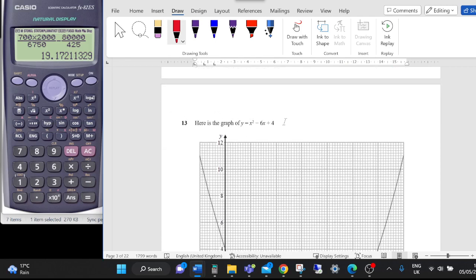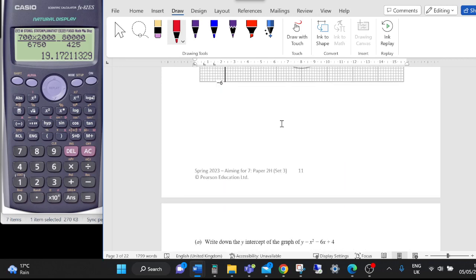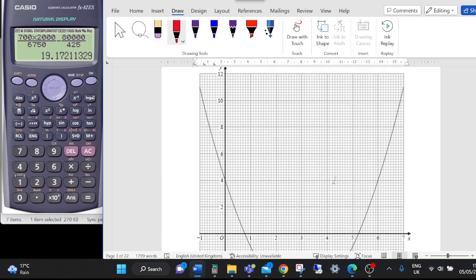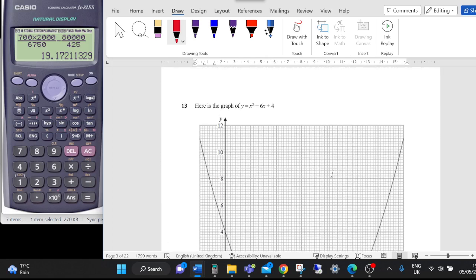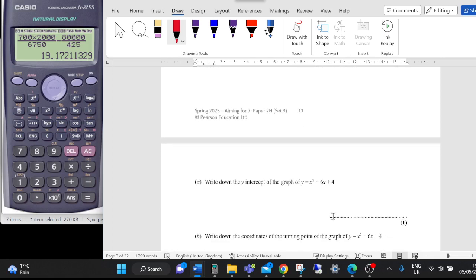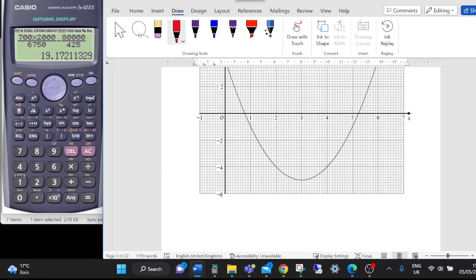Right, question 13. We've got a quadratic graph drawn for us. What's it going to ask us? Write down the y-intercept of the graph. I'm just double checking that's the same line. That is the same line. So the y-intercept is just that point there. We don't need it as a coordinate. You can just state 4. For part B, write down the coordinate of the turning point. That's the saddle of the graph. So that point there would be (3, -5).